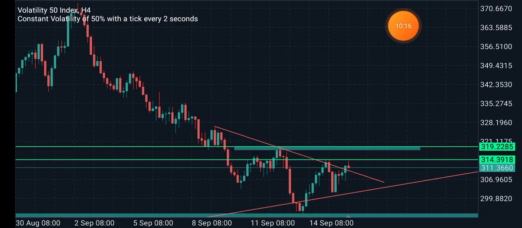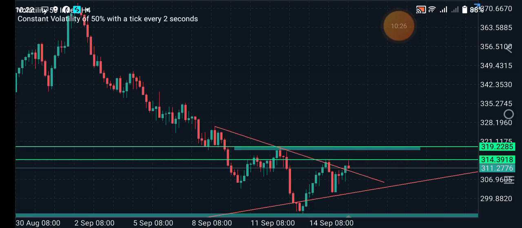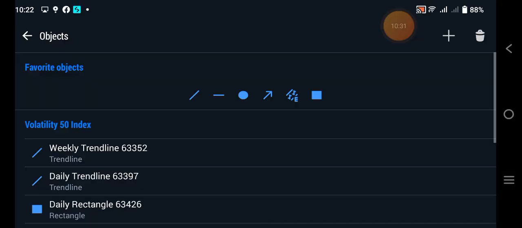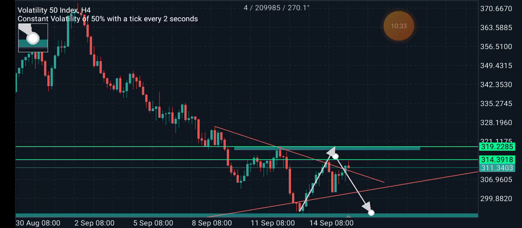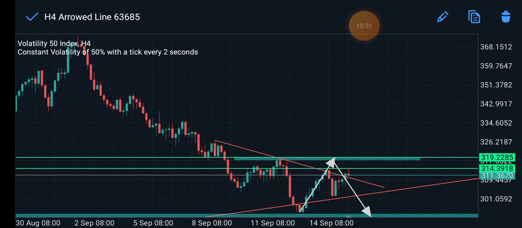So my bias is this: we might likely go this route where we retest this and then retest this, come back again here to form a double bottom, and then technically we can now start looking for that buy. It could happen this way, or we would go this direction.